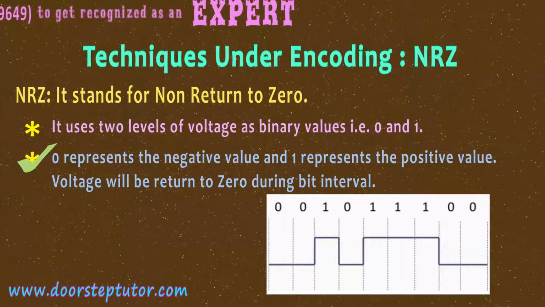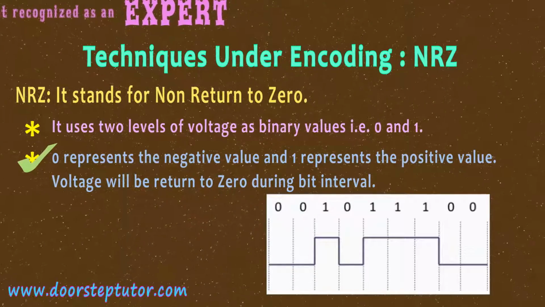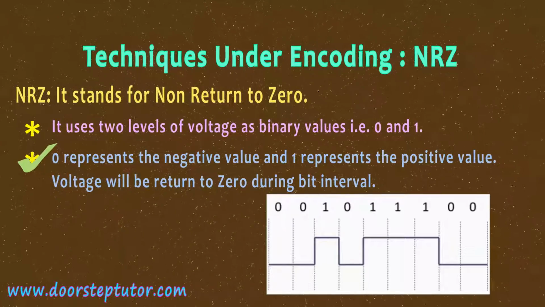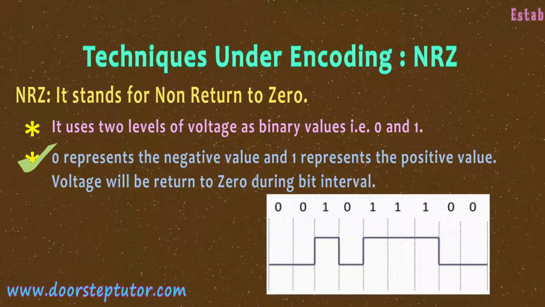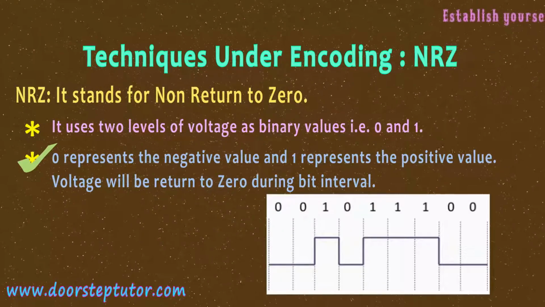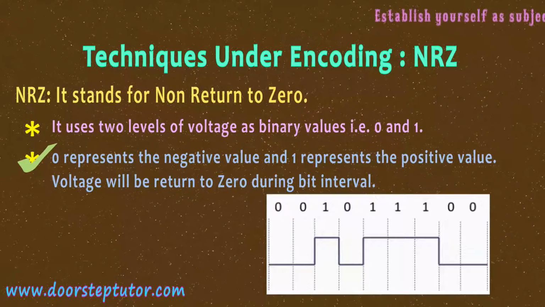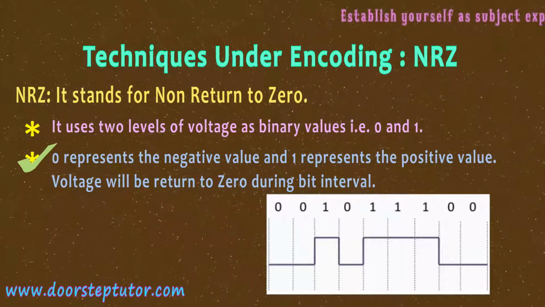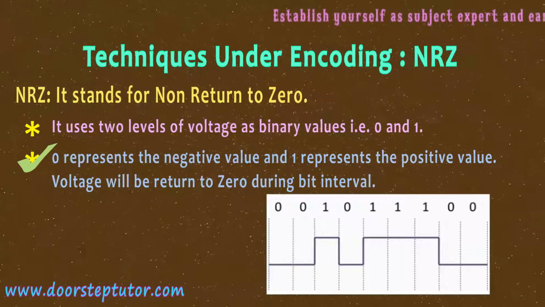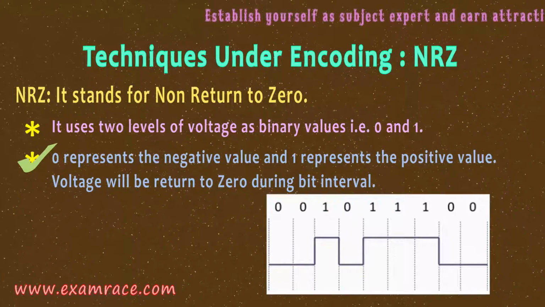We can simply understand this concept with the help of the diagram here in this slide. When it is 0, 0, the wave is down. When it is 1, the wave is high. Then again 0, down. When the bit is 1, 1, 1, it will again be high. And according to the 0 and 1, it will be high and low voltage. So this is represented by 0 and 1.